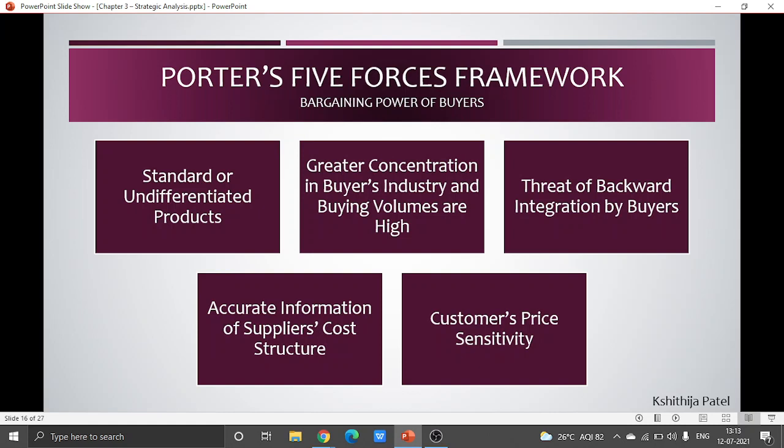Then we have this customer's price sensitivity. Now, the utilitarian customers, whom we can tell, are the ones who seek value and are generally price sensitive. In an industry where the purchases are largely dominated by such customers, the buyers tend to gain advantage in their bargaining power.